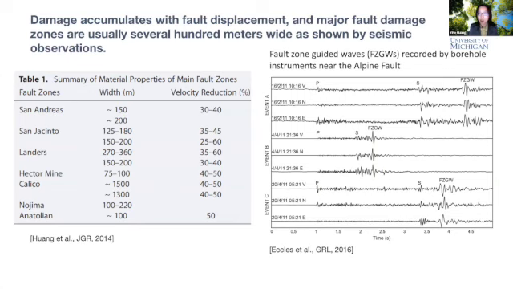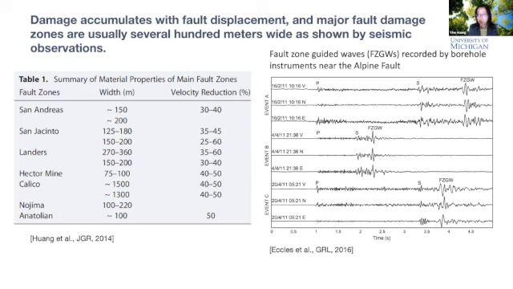So let me just start from a brief introduction about the seismic observations first. We know that this damage tends to accumulate with the fault displacement. And around the major mature faults, we can observe these well-established fault zone structures from the seismic observations. Here, this table summarizes the material properties of major fault zones. You can see that these stress-free fault zones are usually 100 to 400 meters wide, with 30 to 60% velocity reductions for both P and S waves. So this will be the parameter space we are using in our cycle simulations.